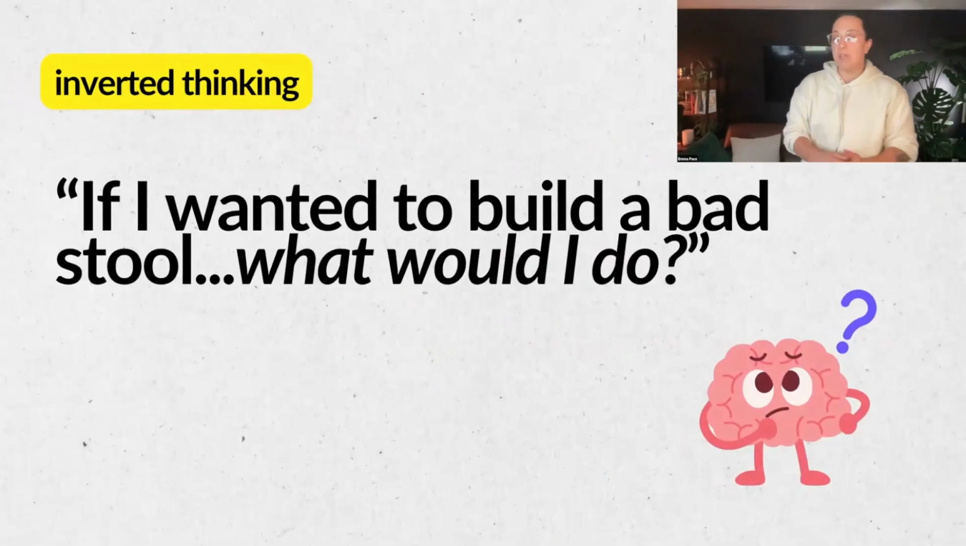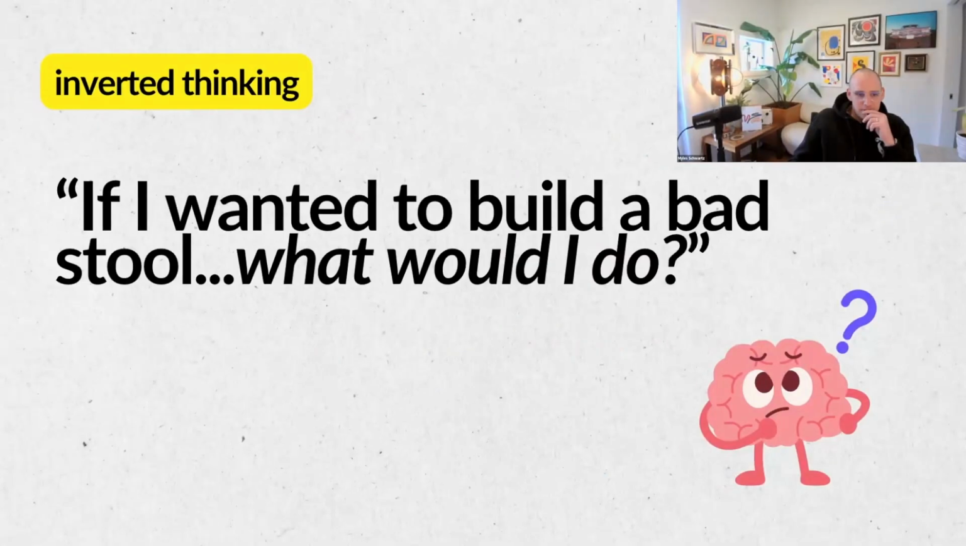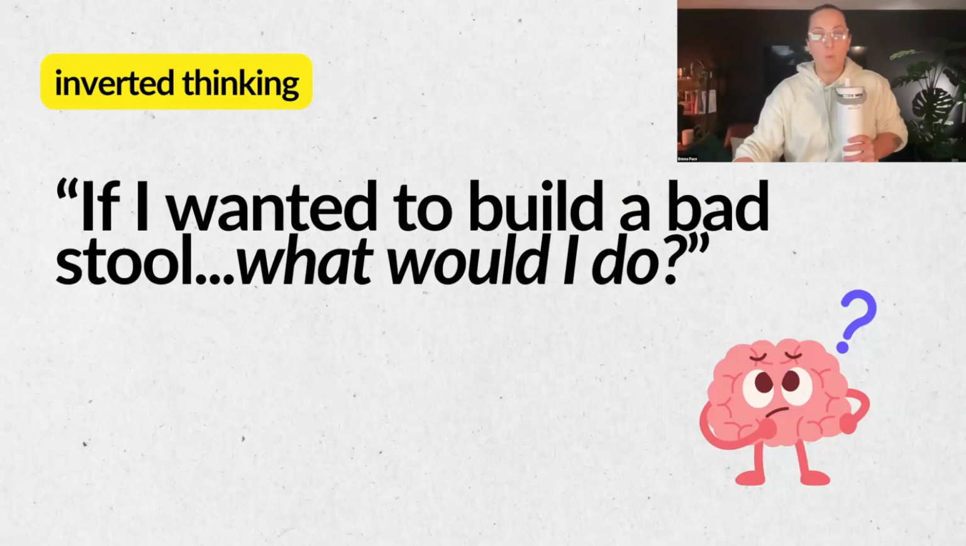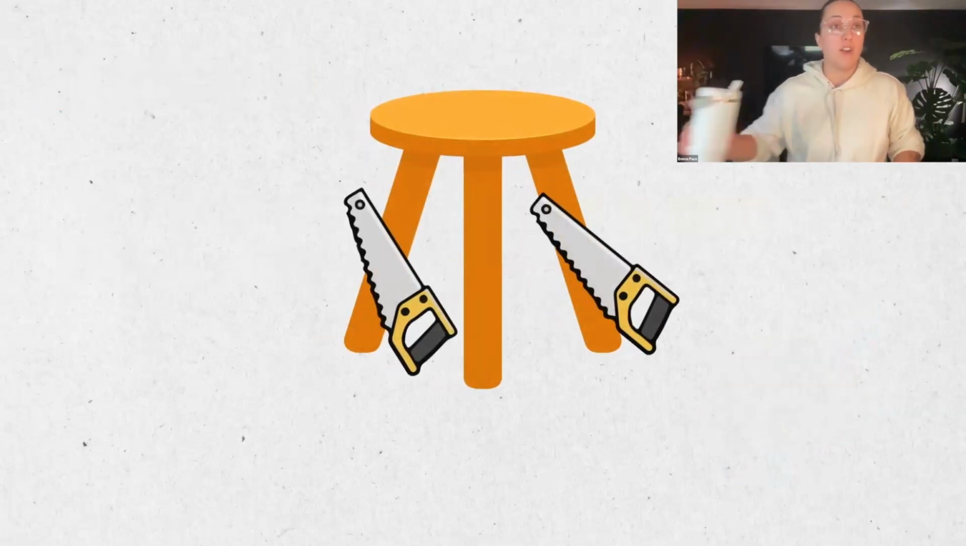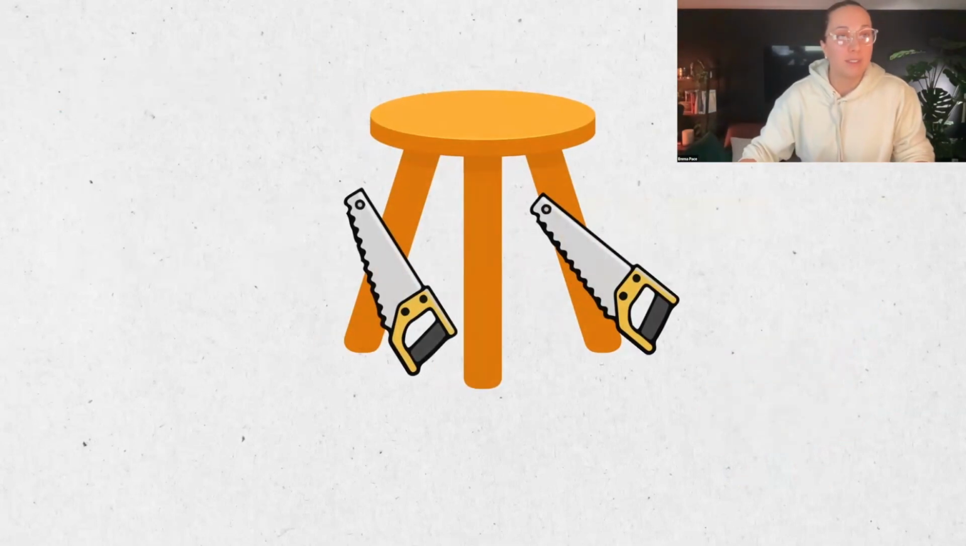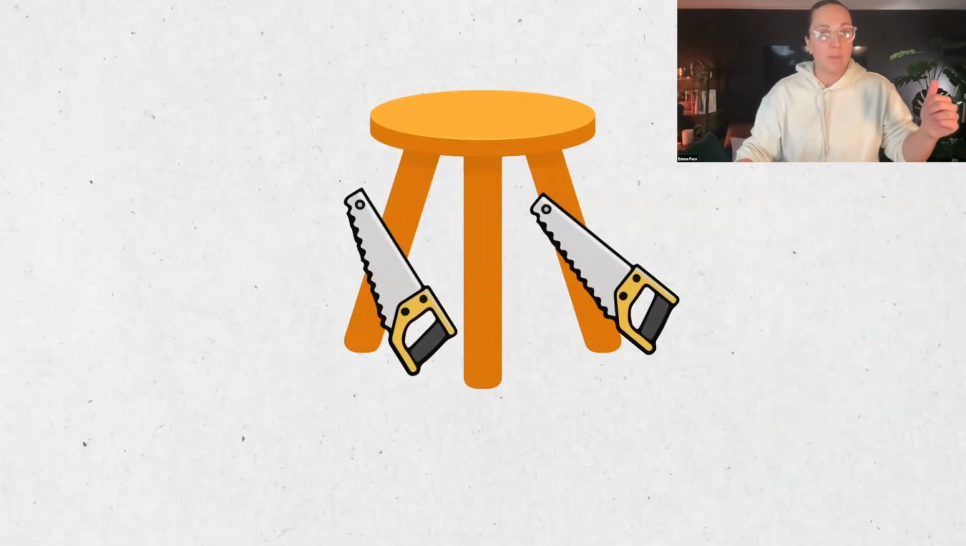So if I wanted to build a bad stool, what would I do? Remove a leg, chop one or two legs off. Immediately, my stool sucks. Right? Would you guys agree? Yes? We're all on the same page with that?